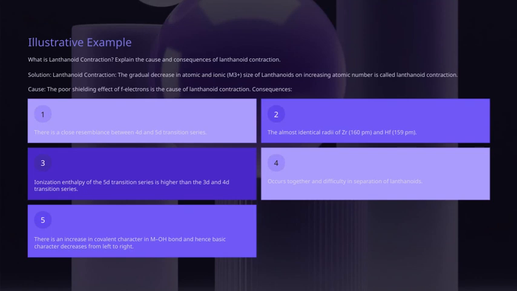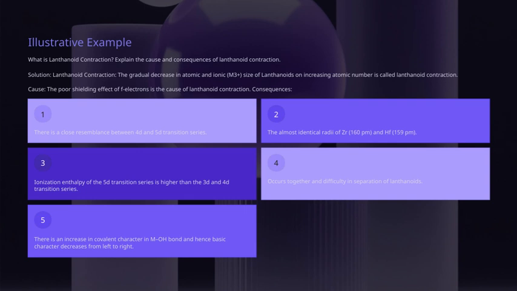Let's begin by discussing the concept of lanthanoid contraction. This phenomenon occurs because of the poor shielding effect of f electrons, which results in a gradual decrease in the atomic and ionic sizes of lanthanoids as the atomic number increases. Essentially, as we move across the lanthanoid series, the electrons are pulled closer to the nucleus, leading to smaller atomic radii. Now, this contraction has some important consequences. For example, it causes a close resemblance between the properties of 4d and 5d transition series, making elements in these series quite similar in behavior.